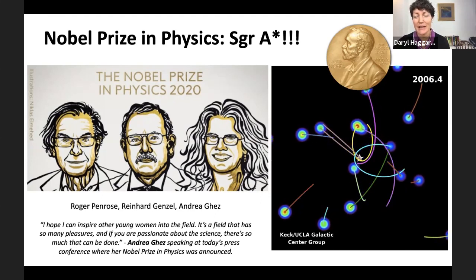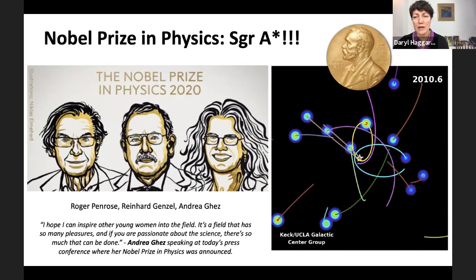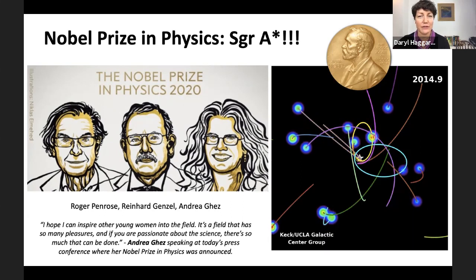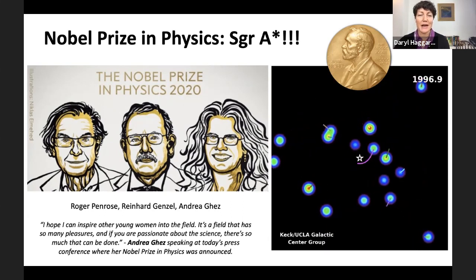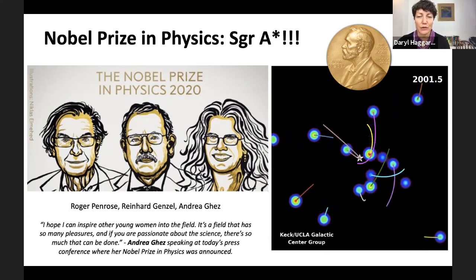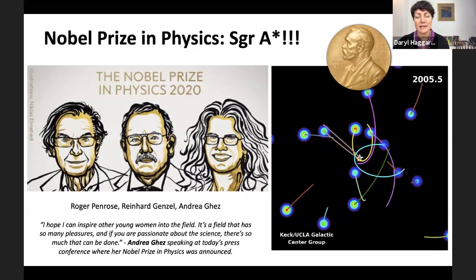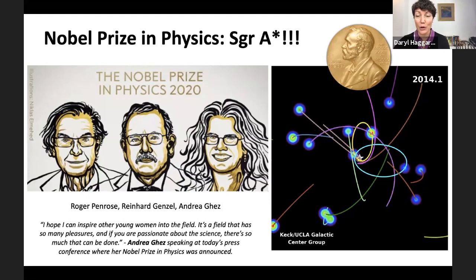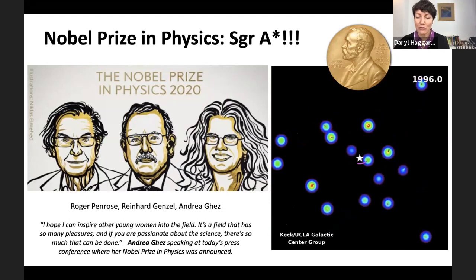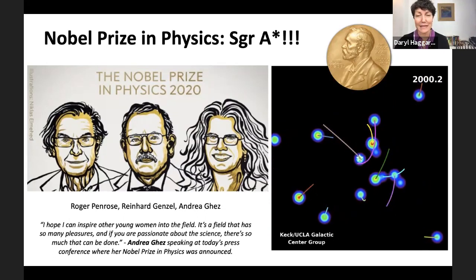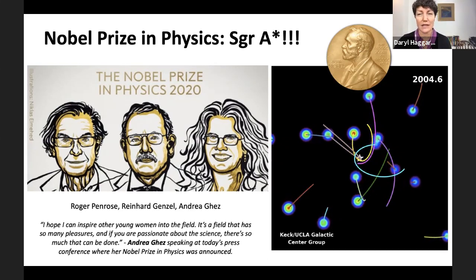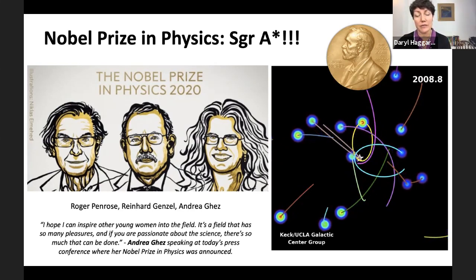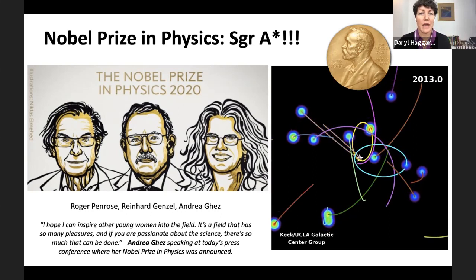So here you see the UCLA group's incredible monitoring of the orbits of stars around Sagittarius A Star, and Andrea Ghez's really inspirational quote about motivating other junior scientists to join us in this really beautiful field of study that we get to all be a part of. And so this is a perfect segue into my main topic today, which is really focusing on the galactic center and the supermassive black hole that resides there.